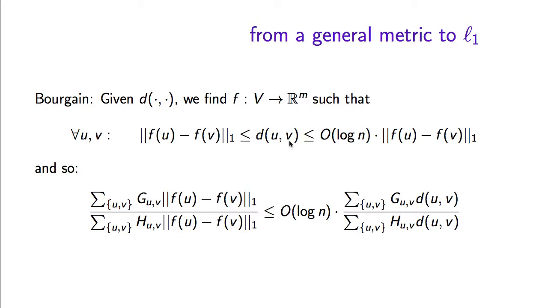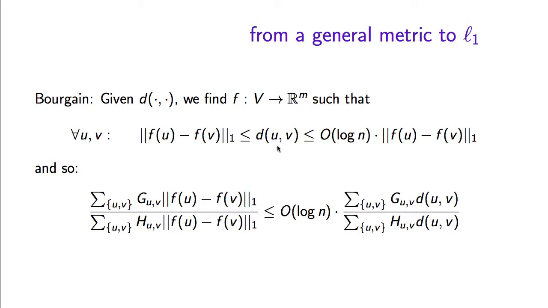Once we have such a theorem, and once we have a constructive proof of such a theorem, that given the matrix of distances will give us in polynomial time the actual mapping of vertices to vectors, then we are done with that step, because when we look at this expression, we can see that each distance in the numerator can be upper bounded by the corresponding distance duv, and every distance in the denominator is at least 1 over log n times the corresponding distance by using this inequality.